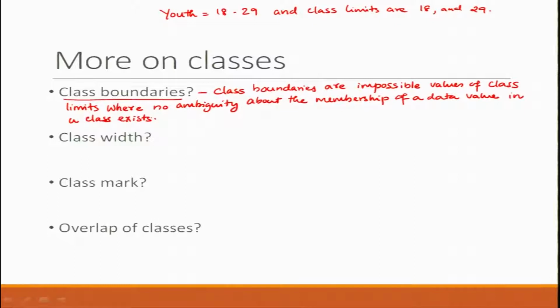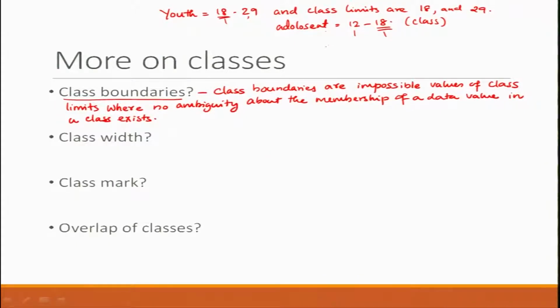So, let us think about adolescent as the age from 12 to 18, and this is one class, and the youth is 18 to 29. So, the question obviously is, where would you put 18? Would it be adolescent or would you put it in the youth? In this case, 12 and 18 are the class limits, and 18 to 29 is the class limit. So, this creates a problem.